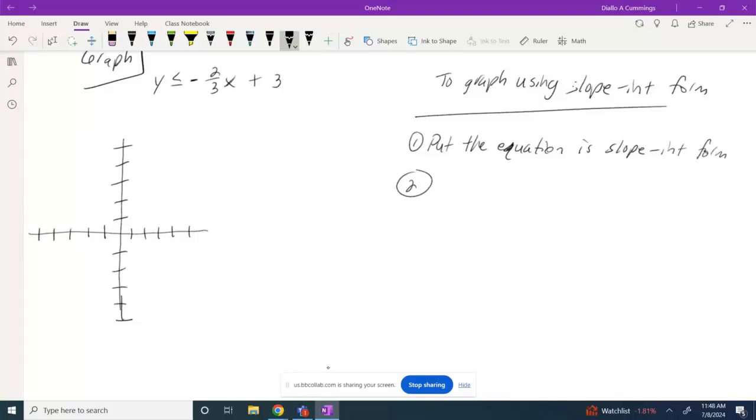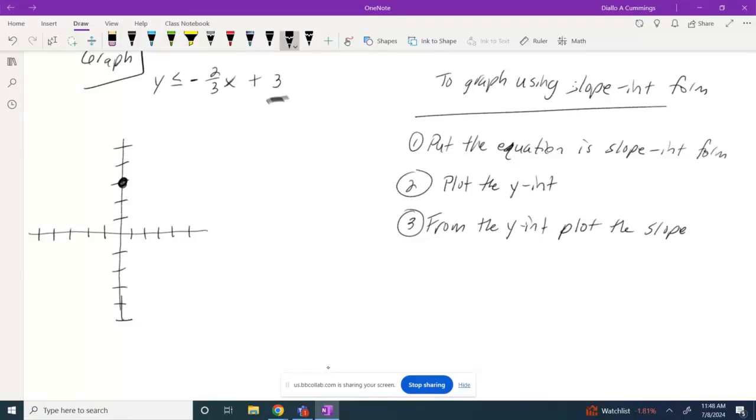The next thing we do is we plot the y-intercept. So as we can see, the y-intercept is 3. So I'm going to find positive 3 on the y-axis. So we have 3 here. This is the y-intercept. The next thing we do is from the y-intercept, we plot the slope. Okay, so I don't go back to the origin. I'm actually going to start plotting my slope at the y-intercept.